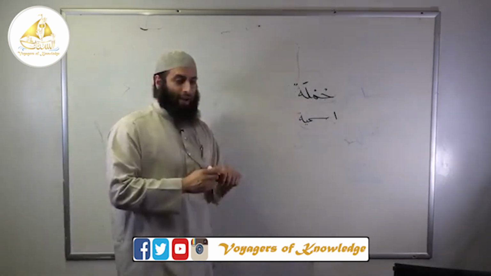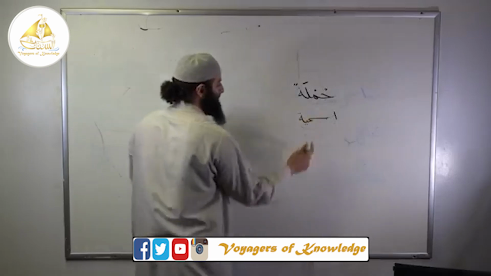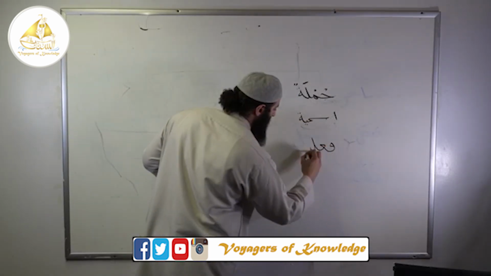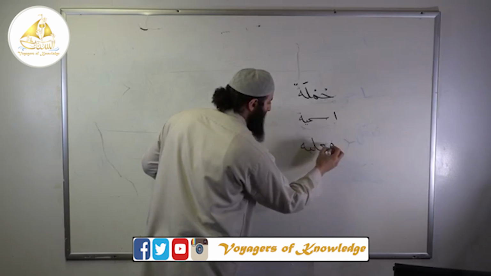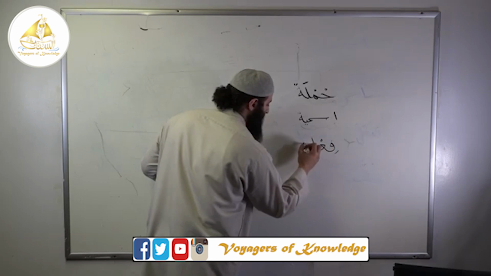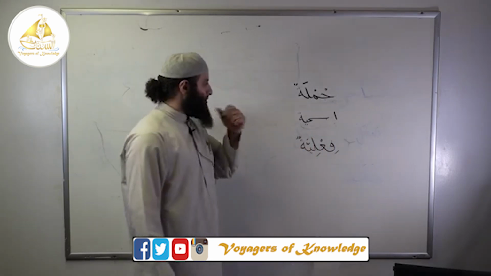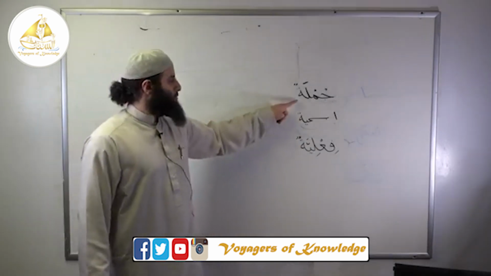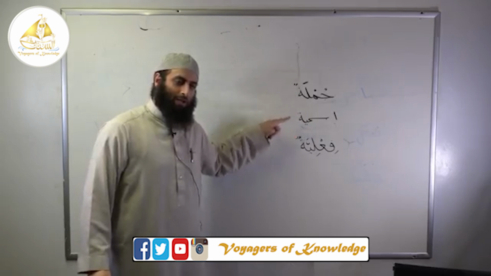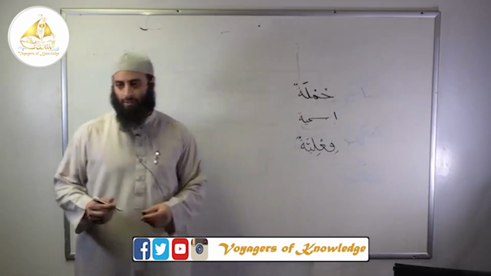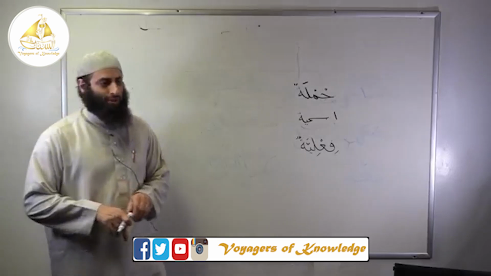Jumla ismiya, we done that. Now, get rid of this ismiya, and we're going to put fi'liya. What does fi'l mean? Action. Fi'liyatun. So, jumlatun fi'liyatun. Instead of it being jumla ismiya, it's jumla fi'liya. Verbal sentence.